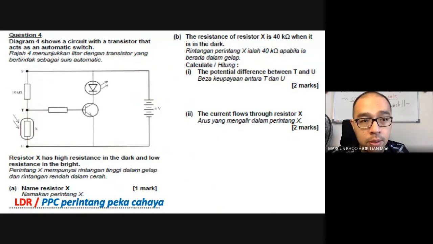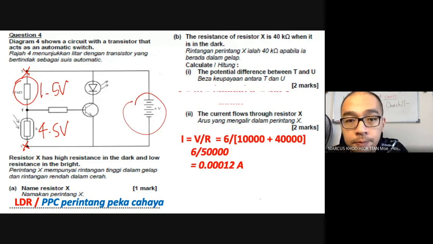Now, let's just do a short recap. If this is 4.5 volts, I hope that you automatically know that the voltage running through here is 1.5 volts. It must be automatic by now. Because remember, point to point is 6 volts.